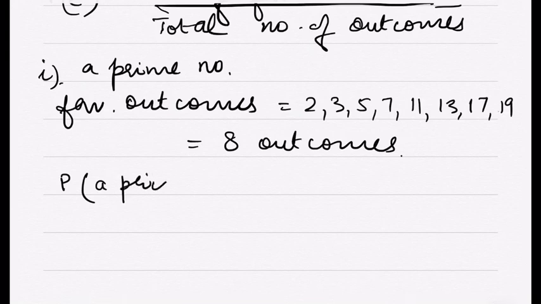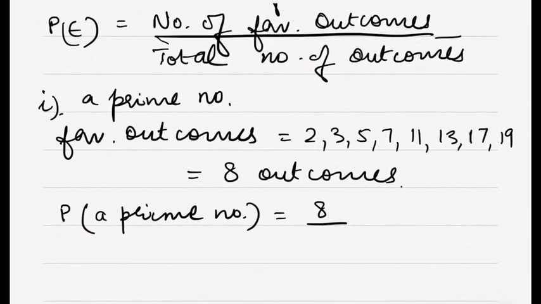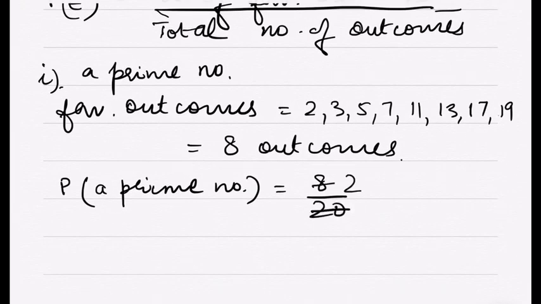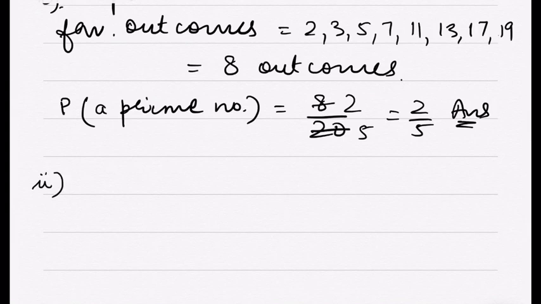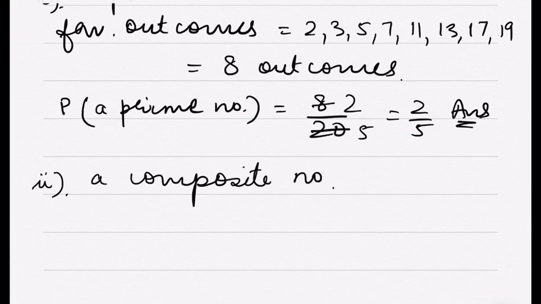So now my probability of getting a prime number in this experiment will be equal to 8, and total outcomes are 20. So 4 2s are 8, 4 5s are 20, so 2 by 5. That will be my answer. Okay, let's move to the second one. The second one says a composite number.